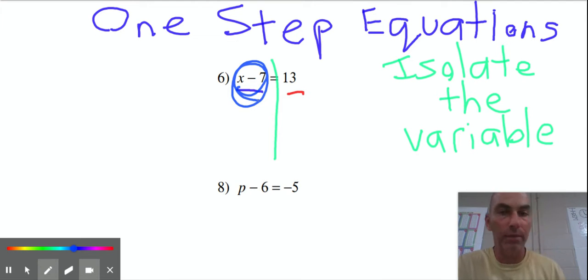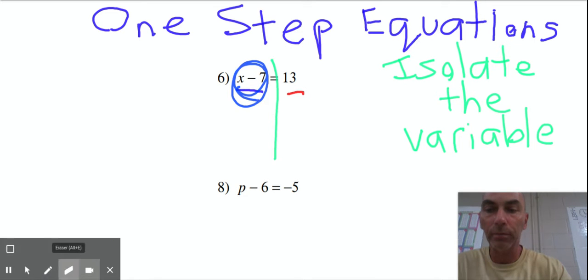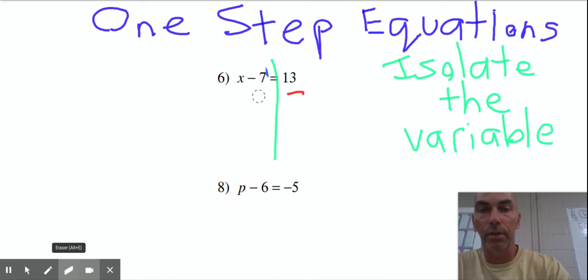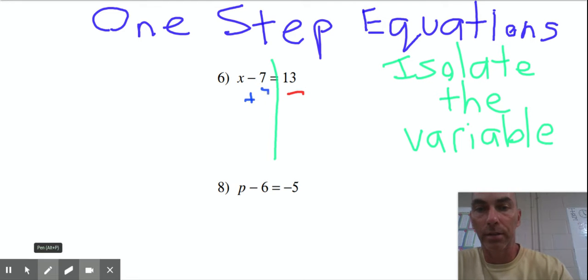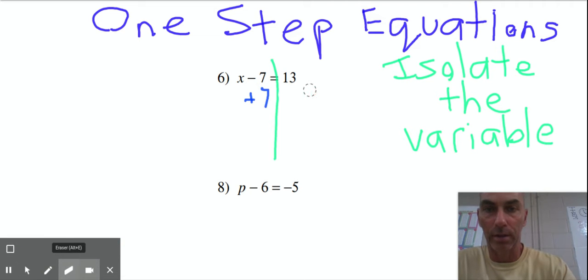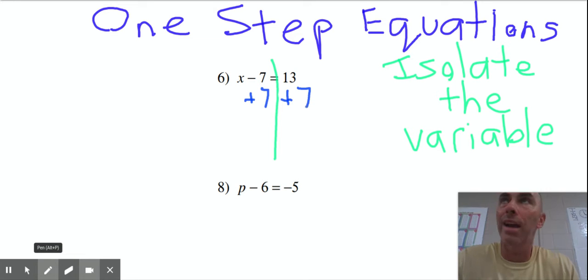What's the opposite of a negative 7? Add. So instead of being negative 7 there, let's add 7 there. And then whatever we do to one side, we do to the other side. So we add 7 on the right side, we add 7 on the left side. Now you might say, well, why are we adding 7? Okay, let's get it straight. You can add anything you want to. I can add 100 on both sides. It's not wrong.